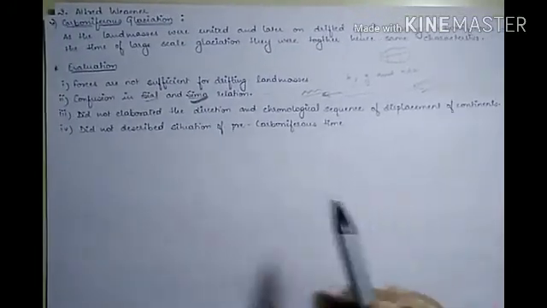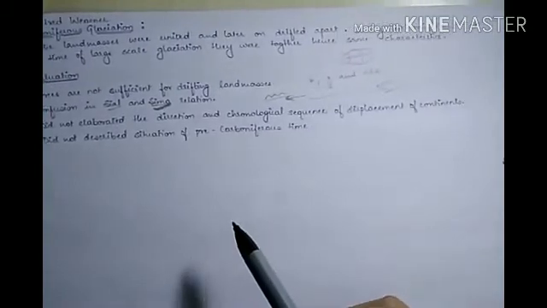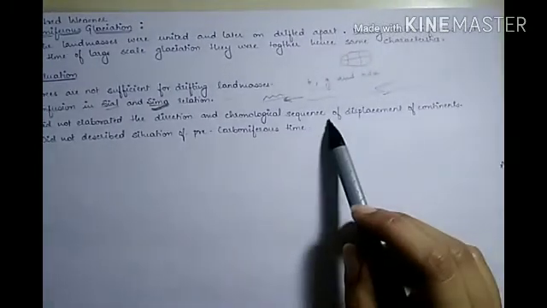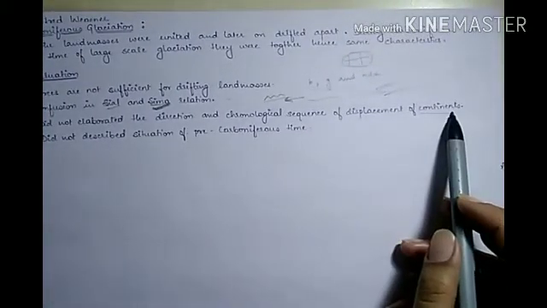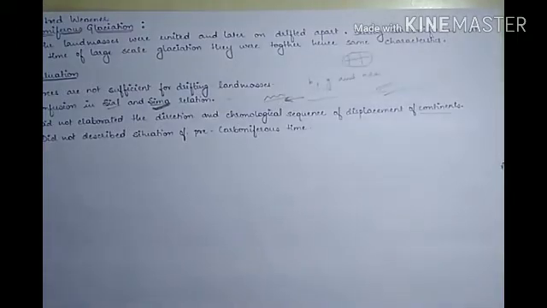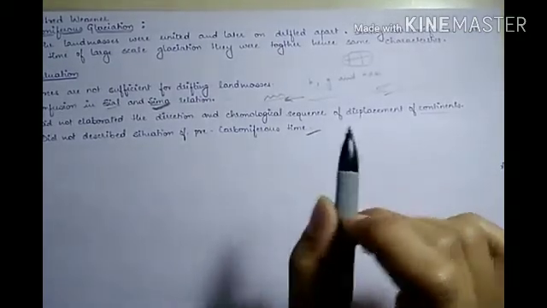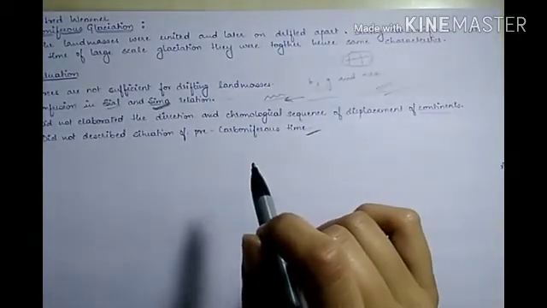Another criticism was that he did not elaborate the direction, chronological sequence, and displacement of continents. Okay, and he did not even describe the situation of Precambrian time. So that was the whole criticism of this theory.